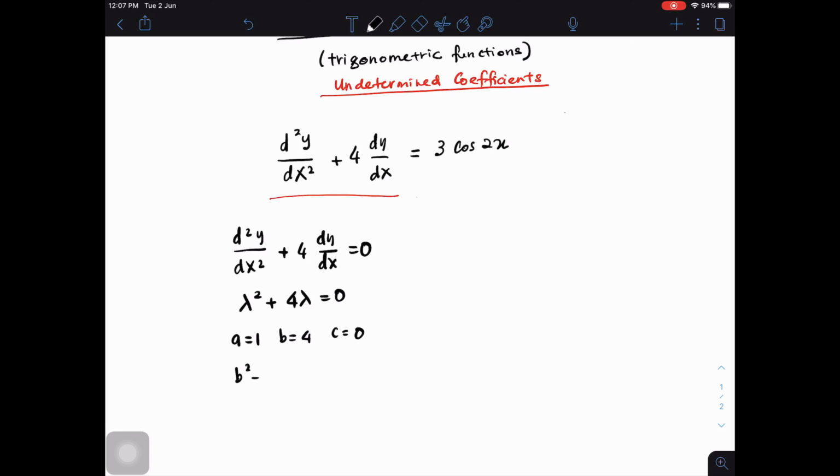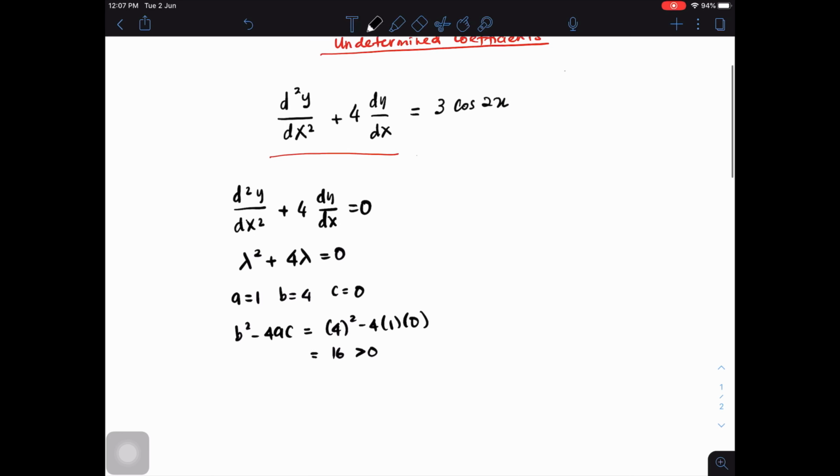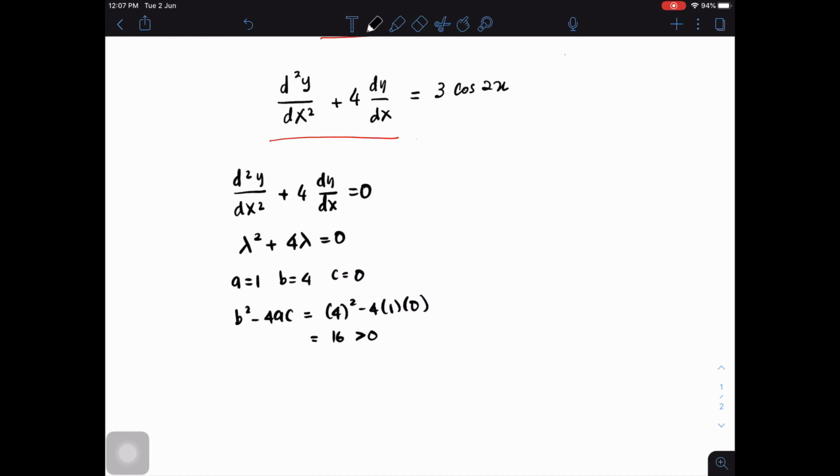Therefore, B square minus 4AC is equal to 4 square minus 4 times 1 times 0. So you will have 16 here, where 16 is greater than 0. That means you will have case number 1, where you have two distinct real roots. The value of lambda that you will get if you factorize it manually or by using calculator is lambda 1 equal to 0, and your lambda 2 is equal to negative 4.